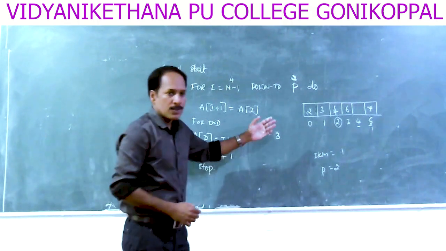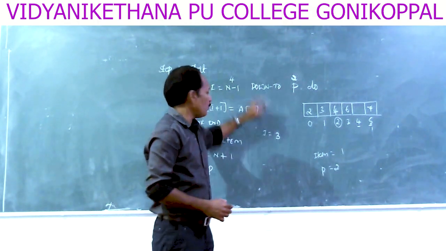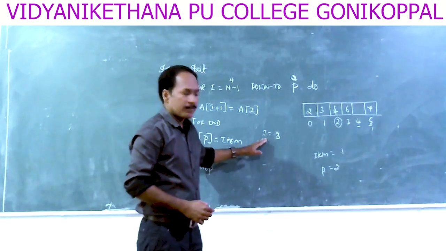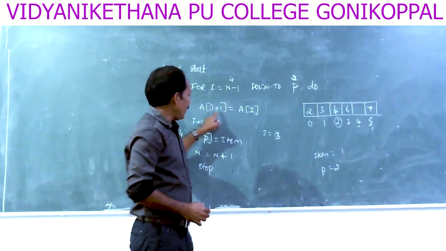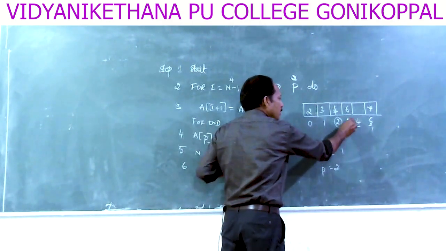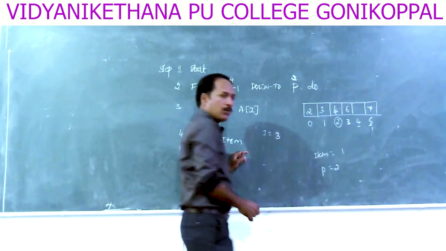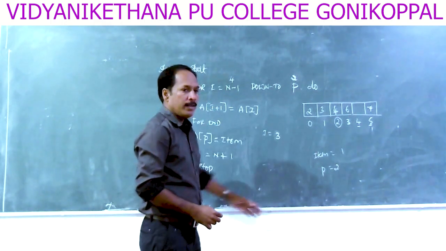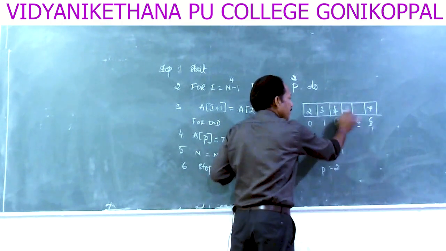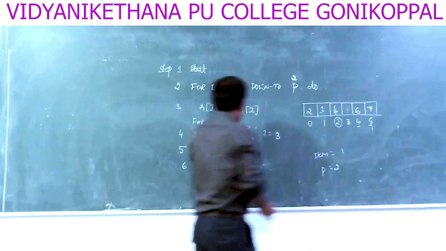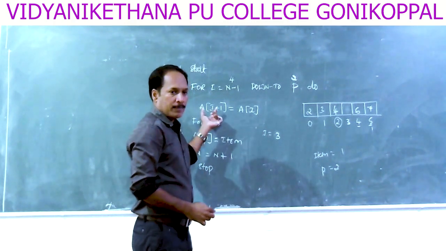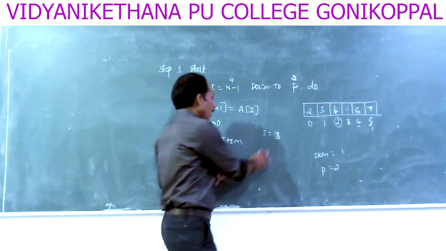So i minus minus: it was 4, now it is 3. 3 is greater than 2, so repeat. Again you shift. Now the values we are referring to are 3 and 4. i is 3, i plus 1 is 4. As 4 is vacant, at 3 we have an element, so A of 3, which is 6, is copied to A of 4, that is A of i plus 1. Then what happens? i minus minus.